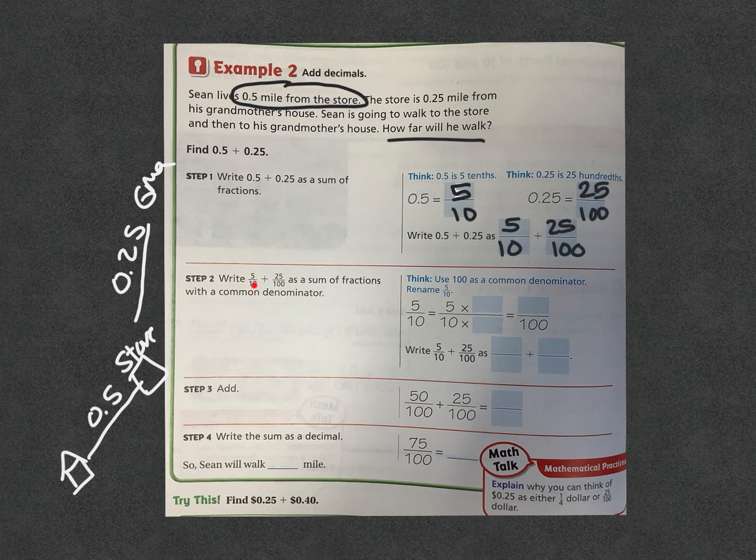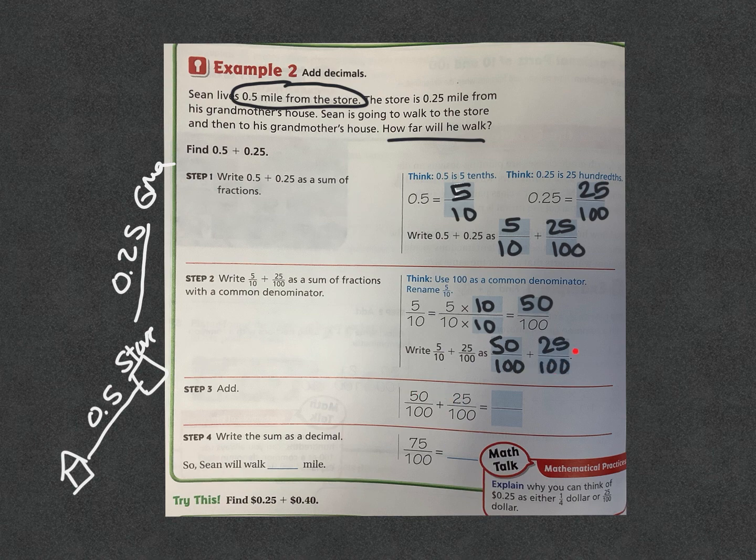What I need, though, is for my denominators to be the same. Very easy and quick adjustment to make here, because 5/10, if I multiply the denominator by 10, I end up getting 100, and as long as I do the same to my numerator, then I keep it equivalent. 5 times 10 is 50. So 5/10 is the same as 50/100. So if I'm really doing 5/10 plus 25/100, I really would write it as 50/100 plus 25/100. And now I have the same denominator.